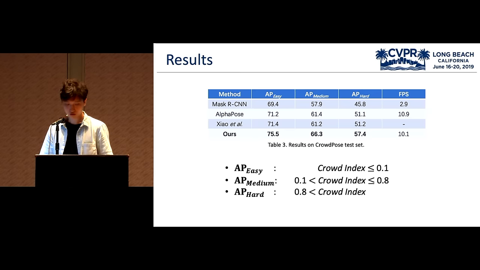According to the crowd index, we divide the CrowdPose dataset into three parts: easy, medium, and hard. Most of the improvement of our method is gained in the medium crowded cases. Those hard cases with high crowd index are still quite challenging. We hope future works can solve these hard cases well.